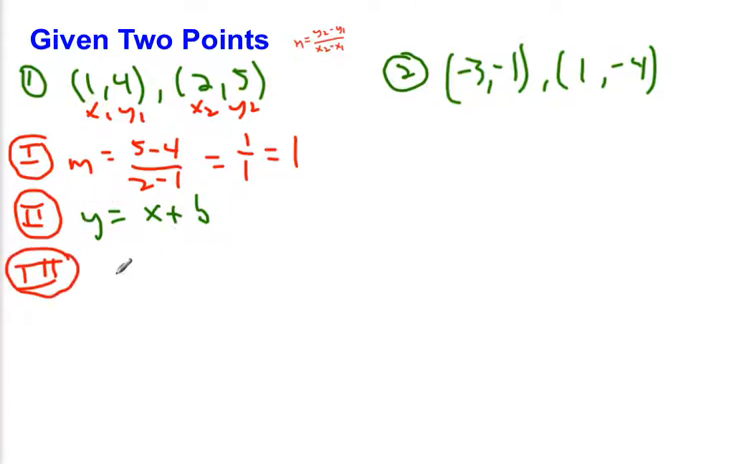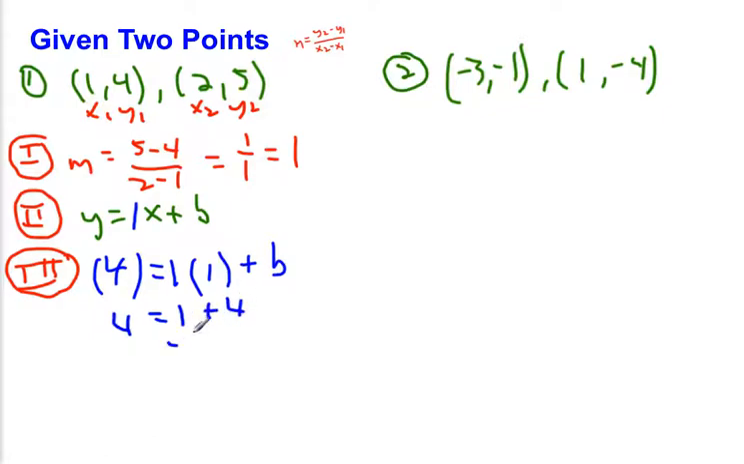So let's substitute for y. y is 4. So 4 equals, and our m is 1, remember? So let's leave our slope in there as 1. 1 times 1, that works out nicely, plus b. So we're left with 4 equals 1 plus b. We subtract 1 from both sides, and we have 3 equals b, or b equals 3.